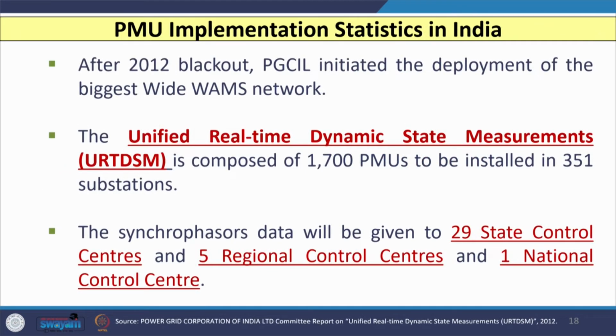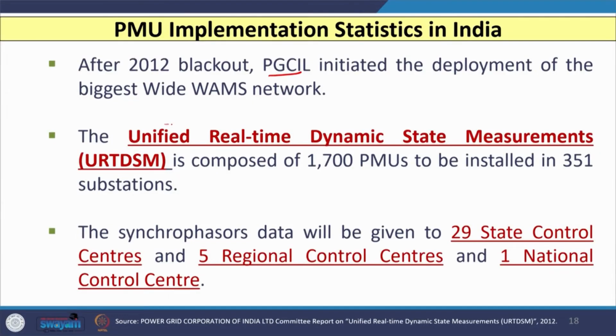Now, let us see what the statistics of the implementation of PMUs in India are. After the 2012 blackout, Power Grid Corporation of India Limited initiated a huge project for the deployment of the WAMS network in different regions of our country, and they started a scheme known as URTDSM, the Unified Real Time Dynamic State Measurement Scheme. Normally it is denoted by URTDSM. So, URT is for unified real time and DSM is the dynamic state measurement.